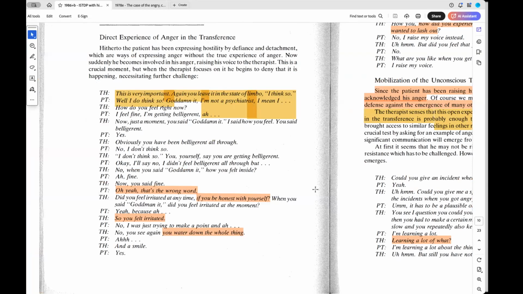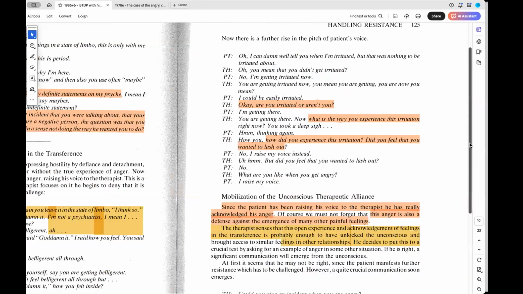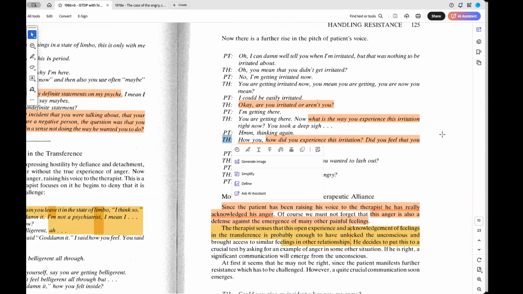Soon thereafter, when the patient shares that he's getting irritated, Davanloo introduces the idea of wanting to lash out by asking the patient, did you feel that you wanted to lash out? That's here, right here on page 125.